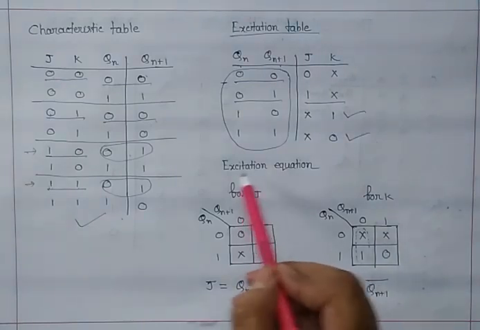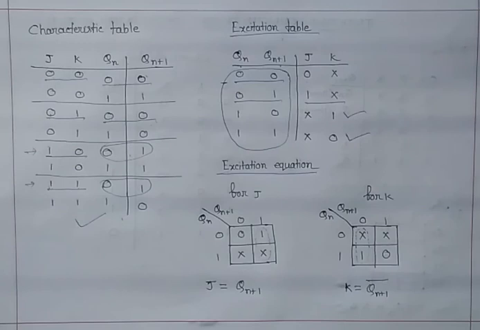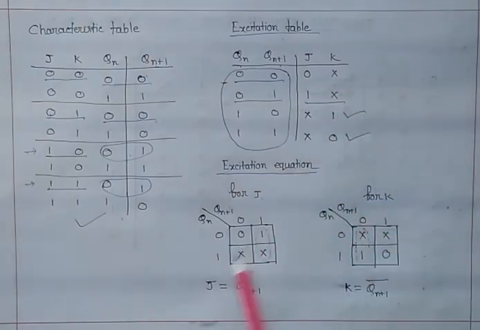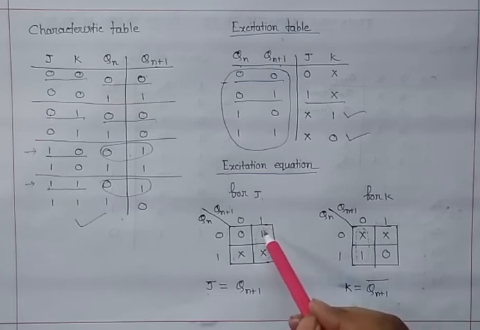Now we have to form the excitation equation. First the excitation equation for J. So again form this K-map and take Qn and Qn plus 1. So put these values for J: 0 1 don't care, 0 1 don't care. Couple this 1 and the don't care condition. That means J is equal to Qn plus 1, because for these two blocks Qn plus 1 is constant but Qn is variable. That's why J is equal to Qn plus 1. In the same manner we can get K is equal to Qn plus 1 bar.